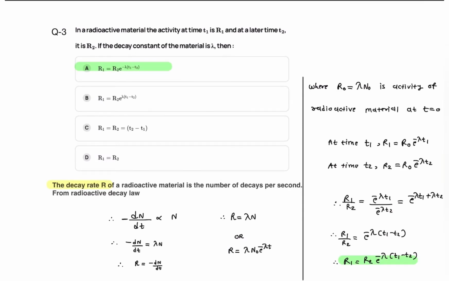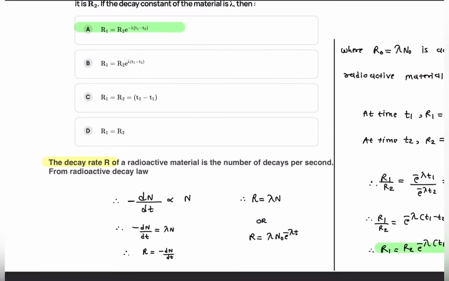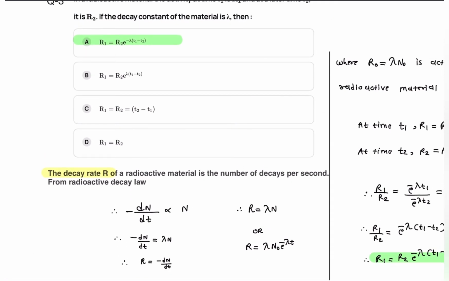Question number 3. In a radioactive material, the activity at time T1 is R1, and at a later time T2, the radioactivity becomes R2. If the decay constant of the material is lambda, that is the disintegration constant, then which of the following options is correct? So what is the decay rate? R is proportional to minus dN by dt, that is the decay rate R of the radioactive material, the number of decays per second.